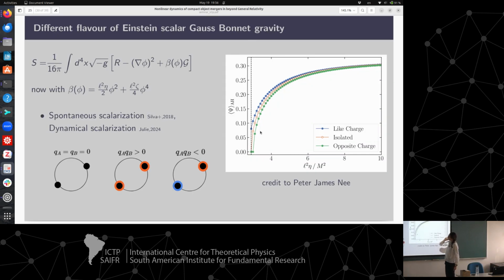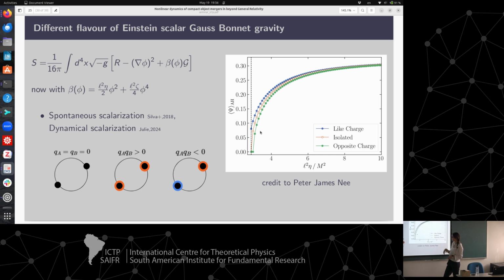So the starting point is going to be the same. We're still working within Einstein-scalar gravity, but now we're going to pick a slightly different flavor, in the sense that our coupling beta is going to be slightly different. It's no longer proportional to the scalar field, but it has a quadratic and a quartic term. So now our equations of motion are invariant under a parity flip, under phi goes to minus phi, while in the past our equations of motion were invariant under a shift in the scalar field.